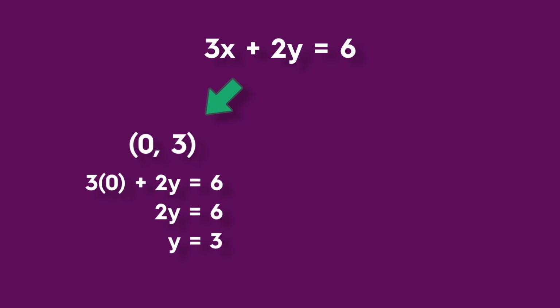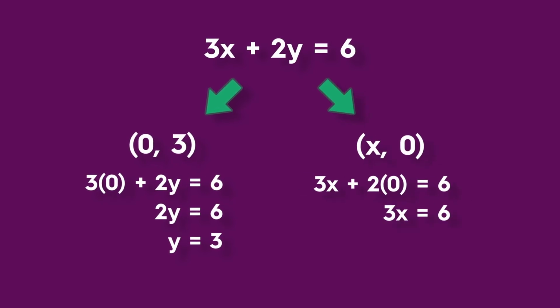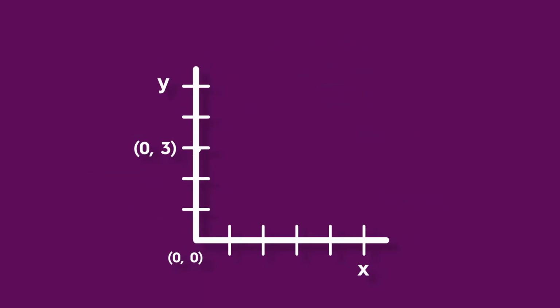Let x equals 0, you get y equals 3. Let y equals 0, you get x equals 2. Once you plot those two intercepts, the line is done in seconds.